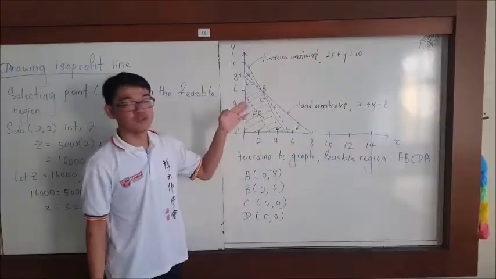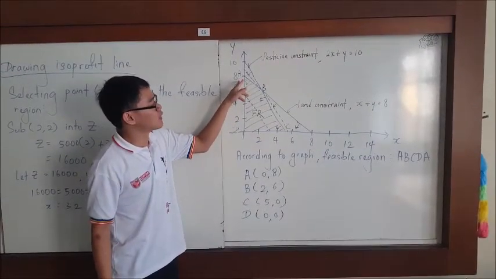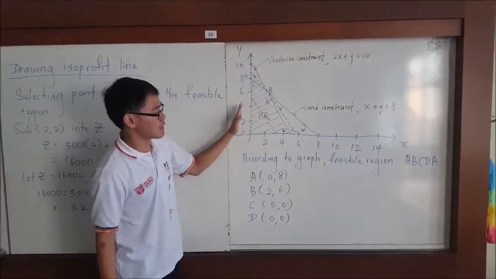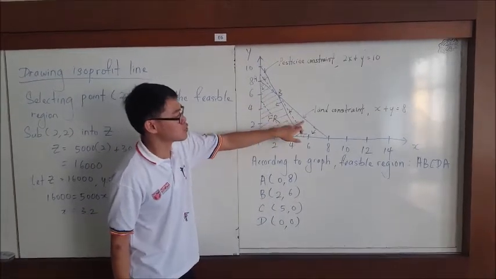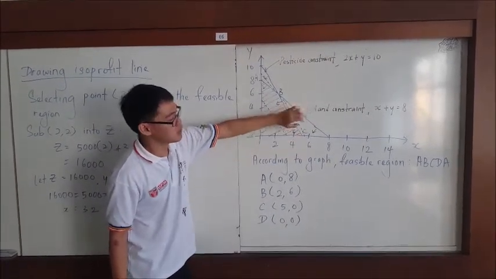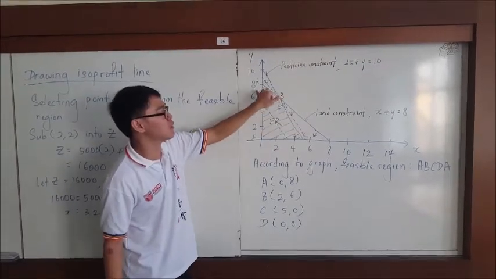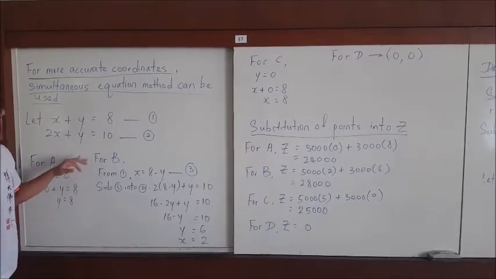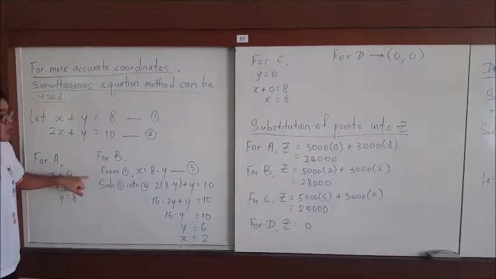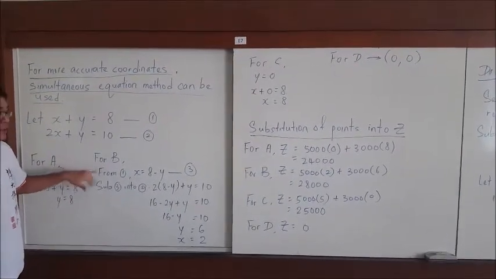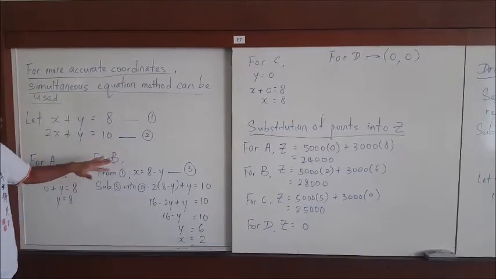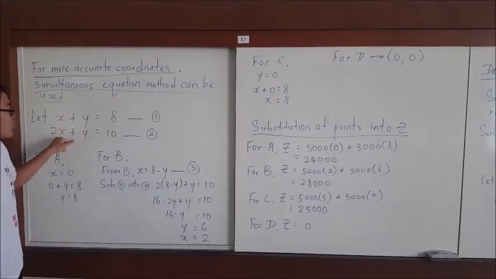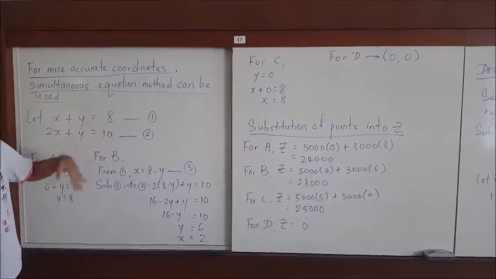So for point A, the two lines involved in finding the coordinates of point A are the y-axis and the land constraint line. By using these two lines, we can find out the coordinates of point A. Same goes for the other points. Point B is a little bit more complicated compared to point A because it involves the constraint equations in finding the coordinates. So the two equations that can be used for finding the coordinates of point B are x plus y equals 8 and 2x plus y equals 10, which are the constraint equations that we stated just now.